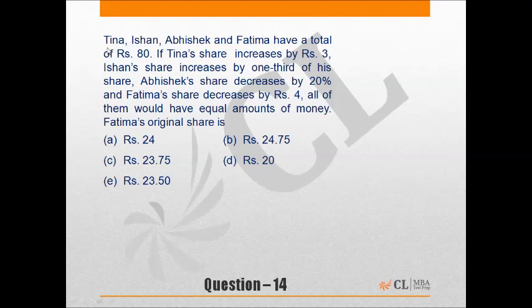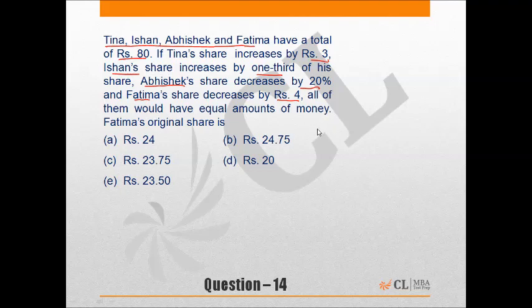Question 14. Tina, Ishan, Abhishek and Fatima have a total of rupees 80. Tina's share increases by 3 rupees. Ishan's share increases by 1/3 of its share. Abhishek's share decreases by 20% and Fatima's share decreases by rupees 4. Then all of them would have equal amount of money. What is Fatima's original share?